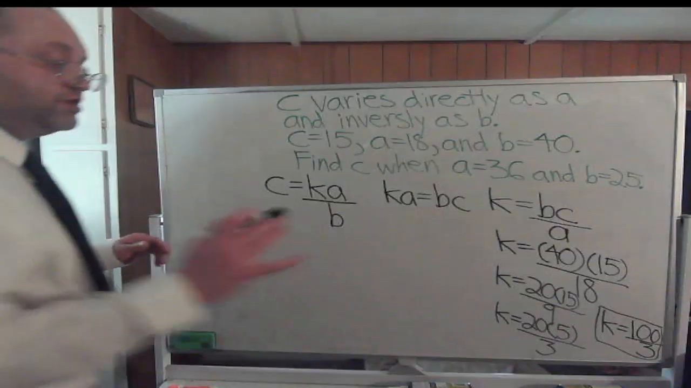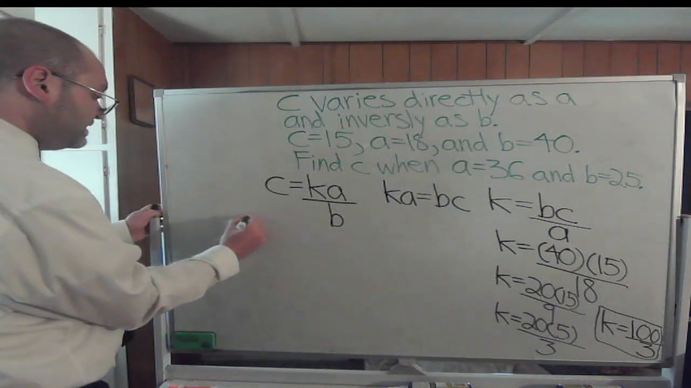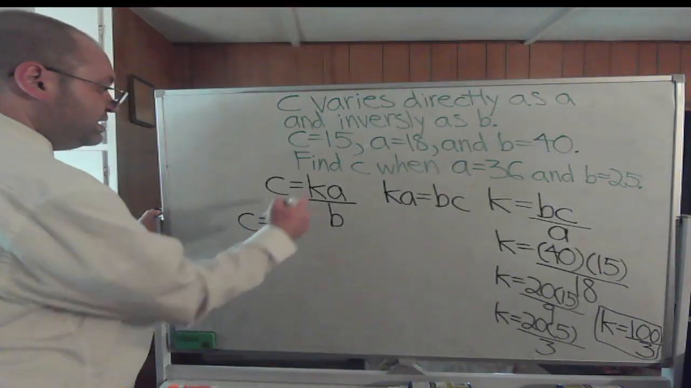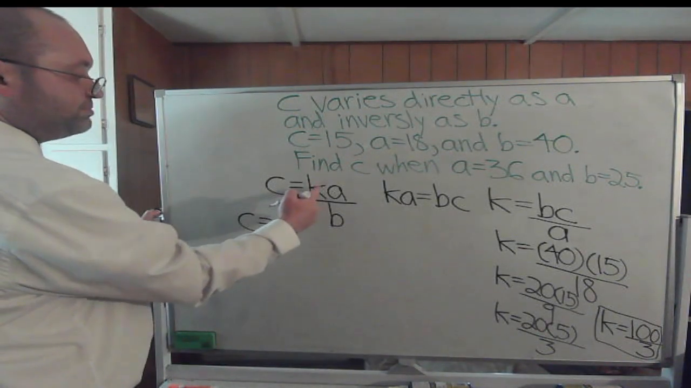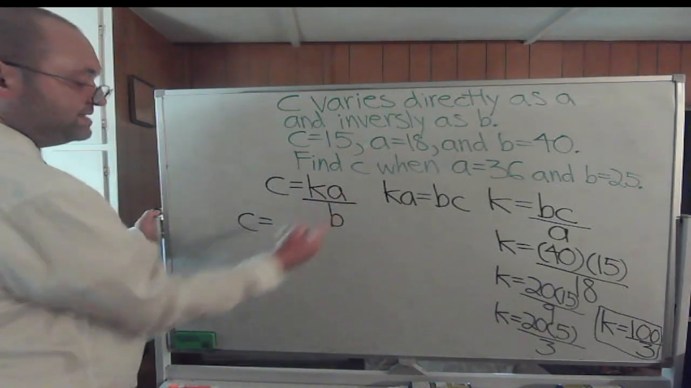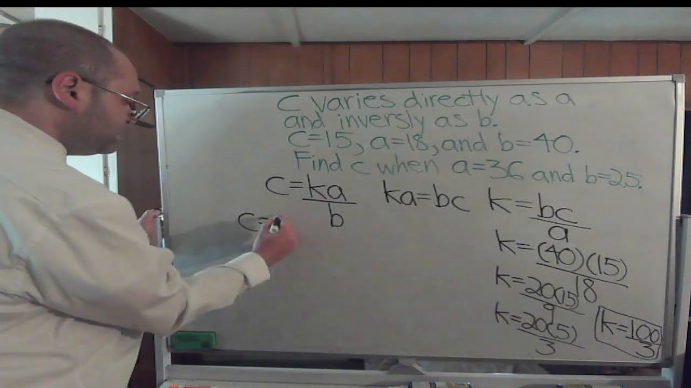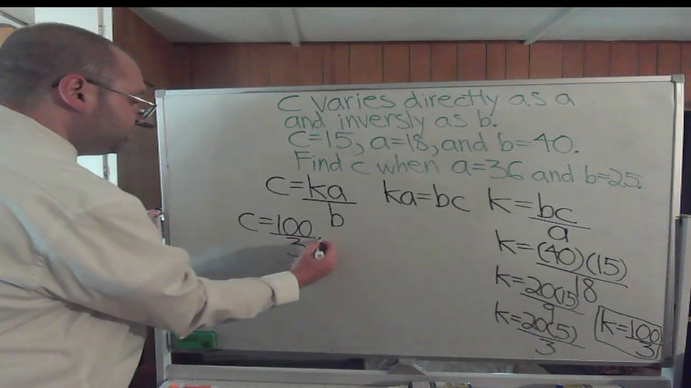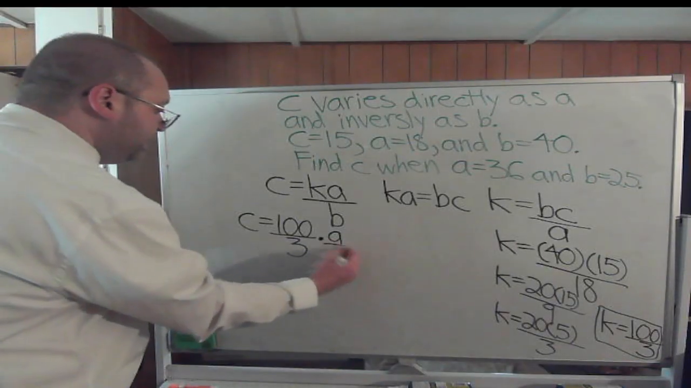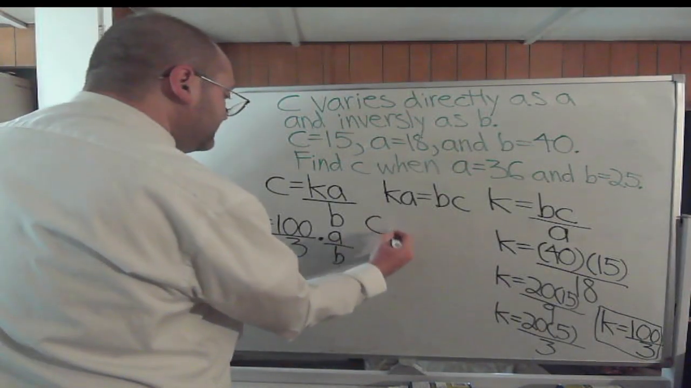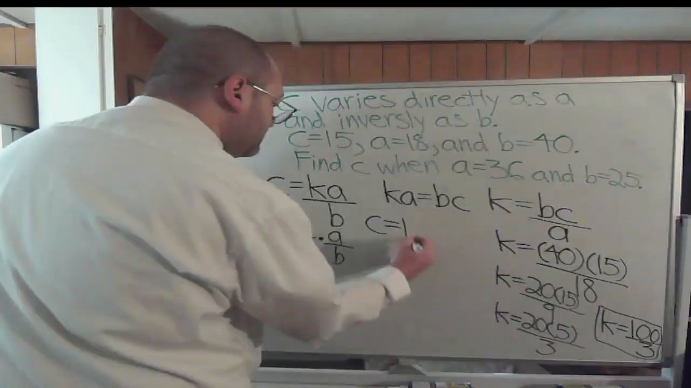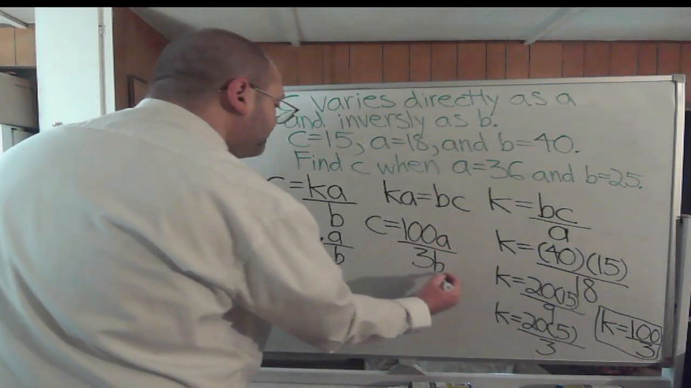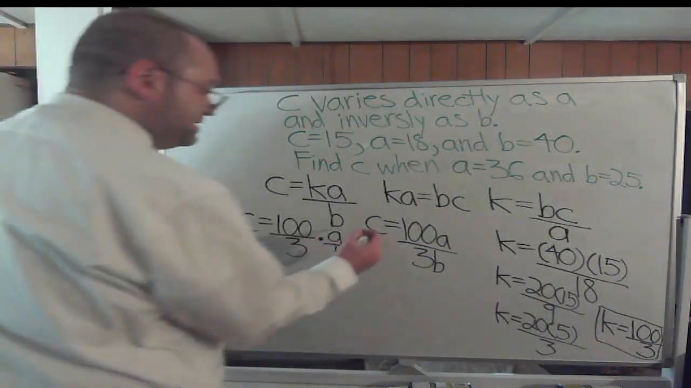Now we've got to set up the new equation, which is going to look like C equals... really you could split up K, make this K times A times B, because K is 100 over 3. So you'll take that times the A over B, which means your new equation really is going to be 100A over 3B. That's really what you would get.